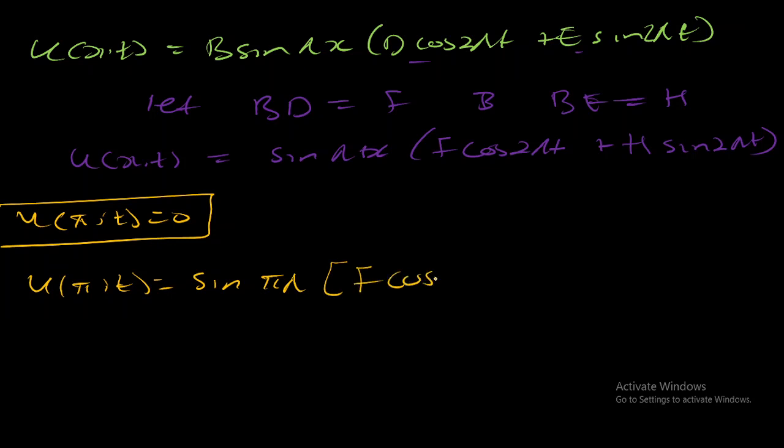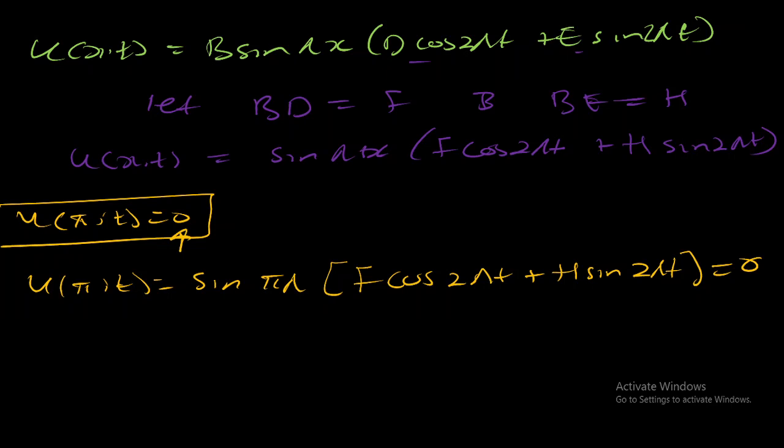f cos of 2 lambda t. We don't have x here, we're gonna keep it the way it is. h of sine 2 lambda t, and then we equate it to what? To 0. Why? Because our condition says it is equal to 0.